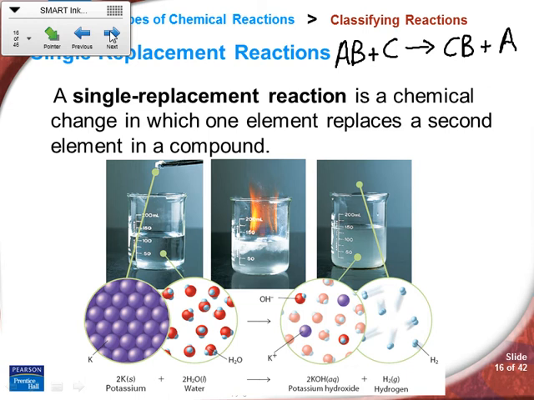This element C right here decides it wants to be in a compound, and so it kicks out the A and then forms a compound with B, okay? So that's single replacement, okay?